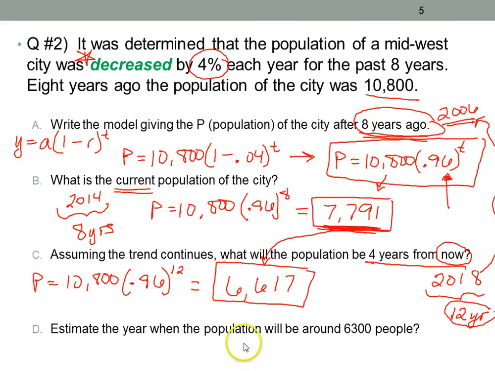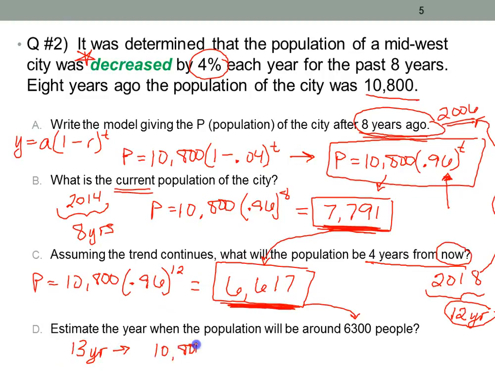Now, D says, estimate the year when the population will be around 6,300 people. Well, look at the last question. After 12 years, we were at 6,617. And we want to know, when are we about 6,300? So right now, let's just assume we're pretty darn close. If we go one more year, which would be 13 years, let's see how close we are.